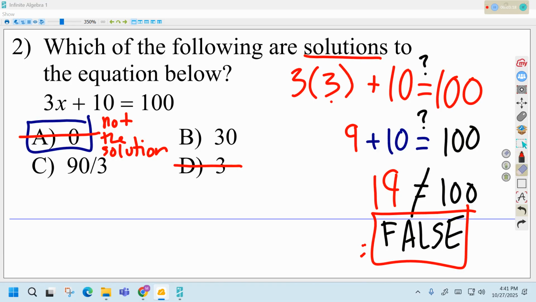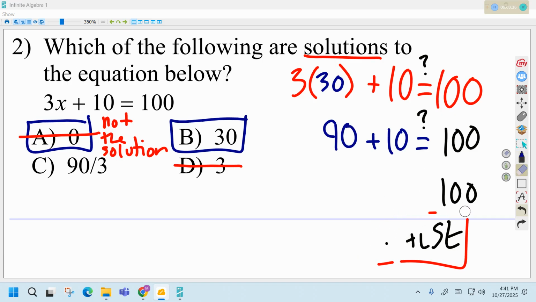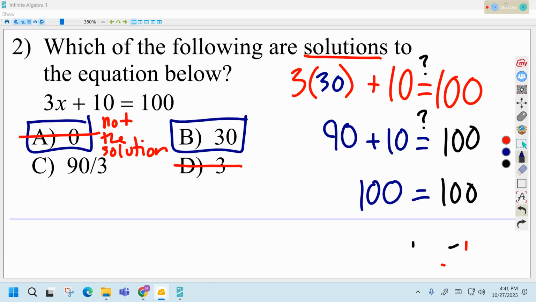You want to try another one, though. Let's try 30, okay? What happens if I put 30 in here? Let's try this value and see if it works. Well, what's 3 times 30? Hopefully you can do that in your head, and you get that it's 90. What is 90 plus 10? 90 plus 10 is equal to 100. So this time, it looks like we actually have two things that are the same. On the left side, we have 100, and on the right side, we have 100.